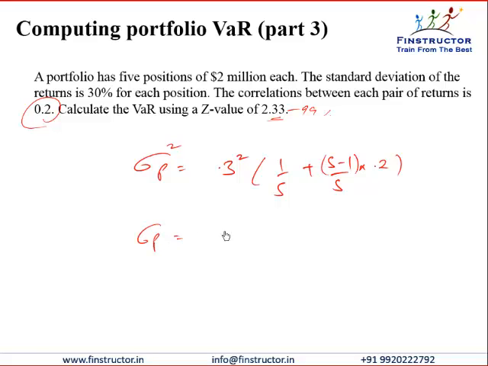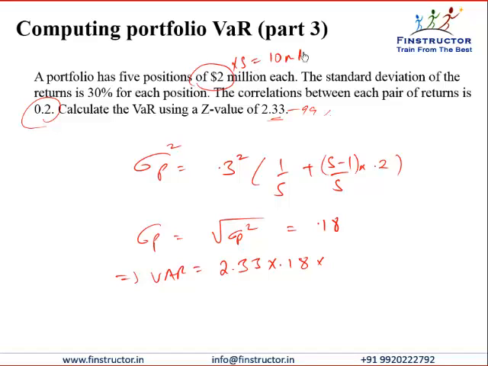The standard deviation can be calculated as the square root of the variance, which will come out to be 0.18, or we can calculate the VaR as 2.33 into 0.18, that is sigma, into the value of the portfolio, that is 2 million into 5 positions each, that is a total value of $10 million. So the VaR will come out to be about $4.194 million.